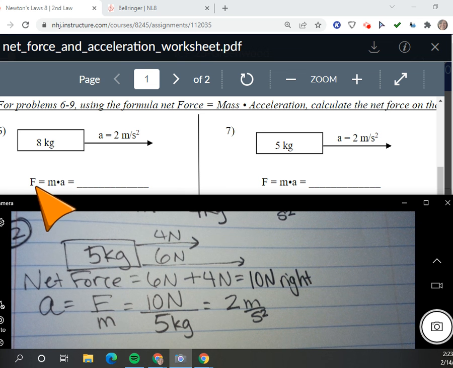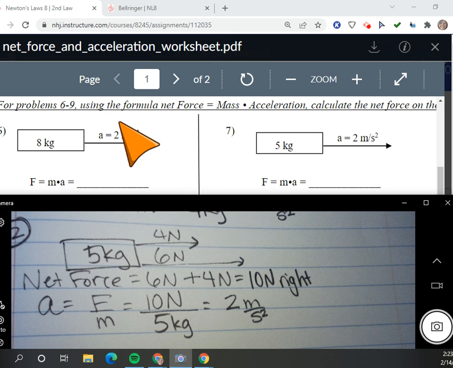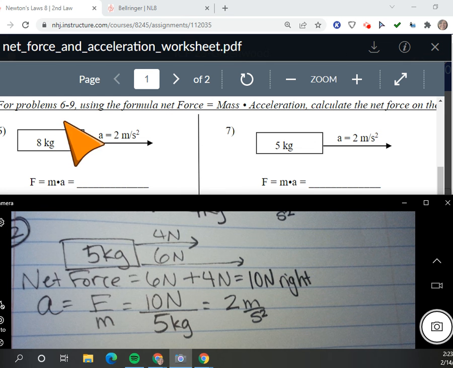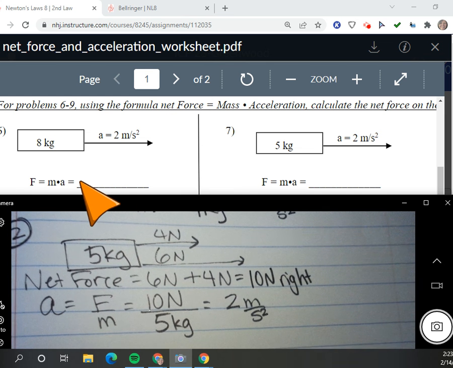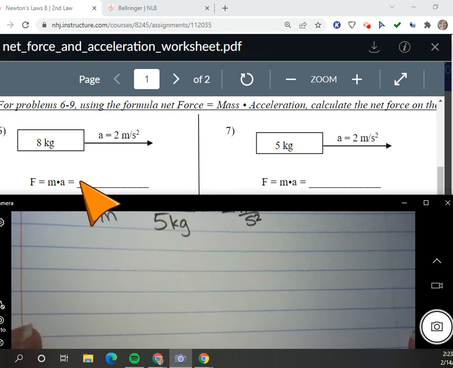Let's notice number 6 is asking us for force. We've been given a mass and an acceleration, but it's asking for a force. So let's go ahead and do that one.